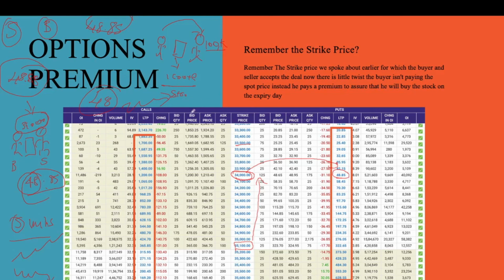Okay, guys, I hope you guys have understood. Remember the strike price we spoke about earlier? It's the same strike price here. Every strike price has a premium. So guys, I hope you guys have understood the basics, jargons of options.